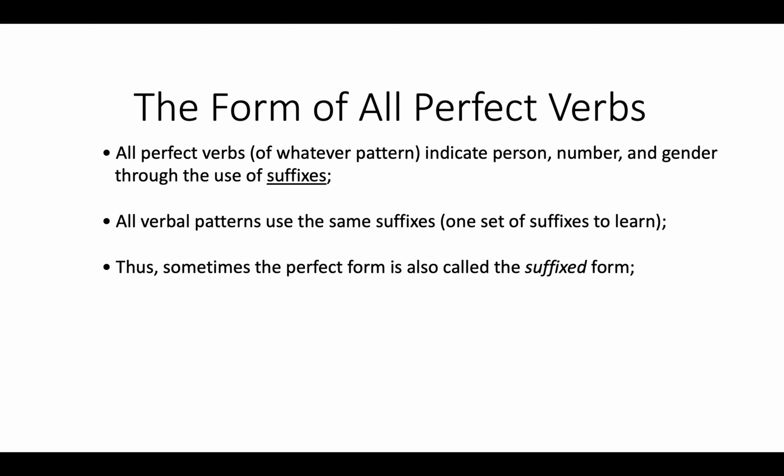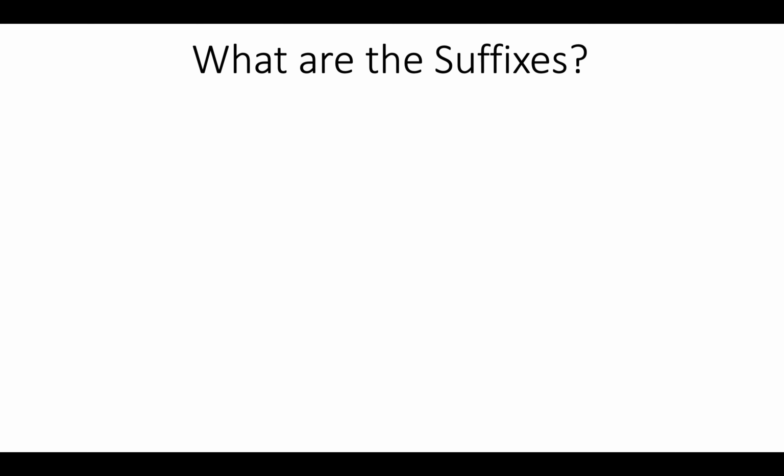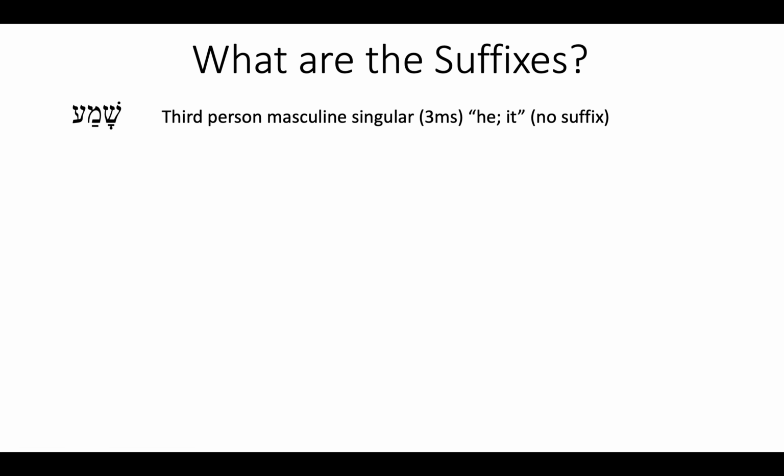So sometimes the perfect form is also called the suffixed form because the suffix is where we get the information about person, number, and gender. So what are the suffixes in particular? I've used the root shin mem ayin for this illustration, and this root means to hear, and to pay attention to in some sense.